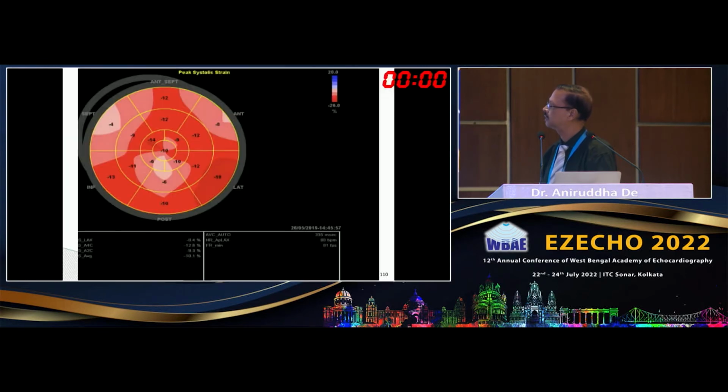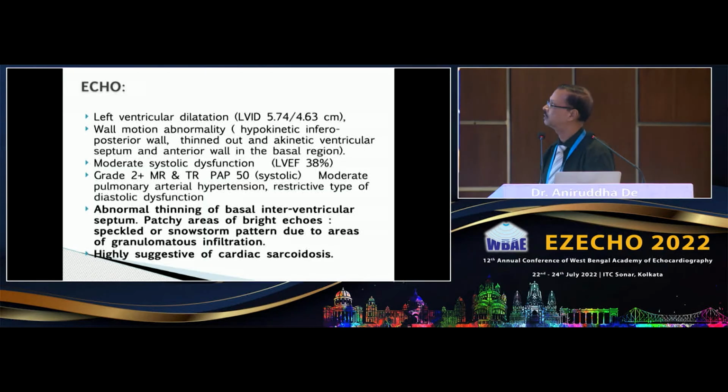This is the inferior vena cava, nothing is there. And this is what Dr. Nitin used to say: in a patient with granulomatous infiltration, the variegated appearance in the GLS, not conforming to any of the coronary artery territories. So this is the echo. The most important finding is the abnormal thinning of the basal interventricular septum with patchy areas of bright refractile echoes. We call it a speckled or snowstorm pattern due to areas of granulomatous infiltration. These findings are highly suggestive of cardiac sarcoidosis.